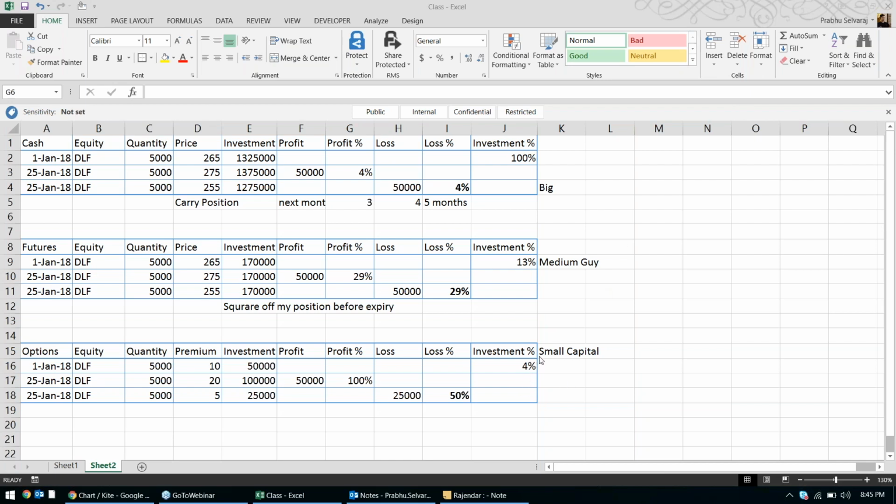What is the timing factor in options? We are not covering the options class, so I cannot explain that, Shobna. This is just an understanding of different kinds of trading. What is the capital involved in each kind of trading? What is the risk involved in each kind of trading?